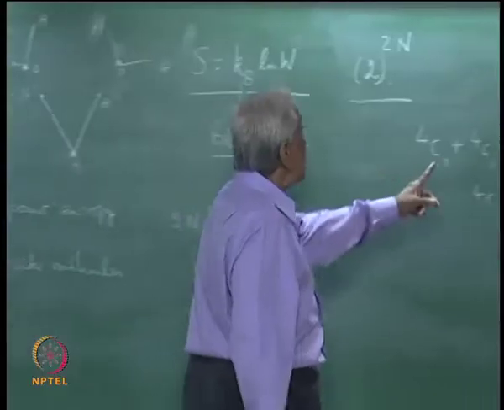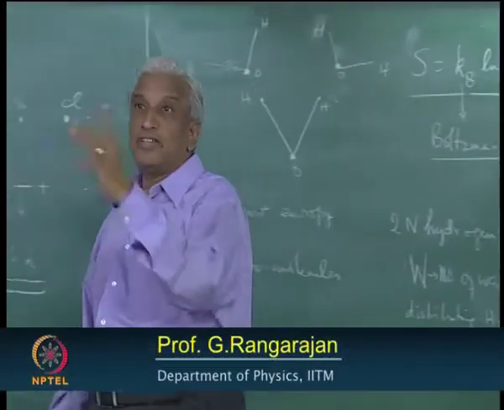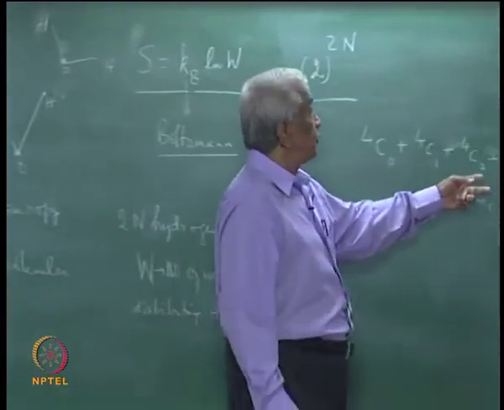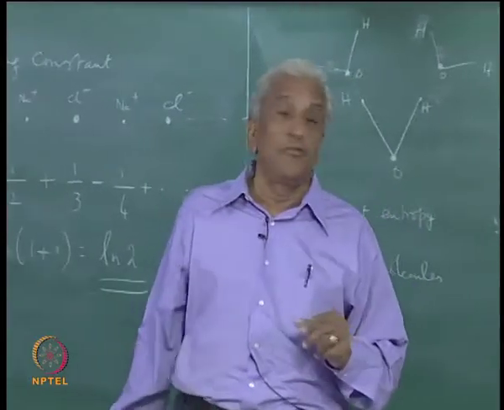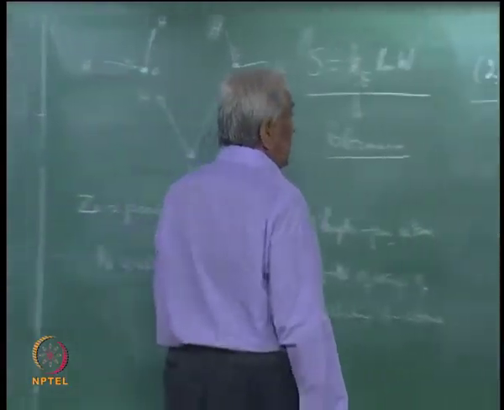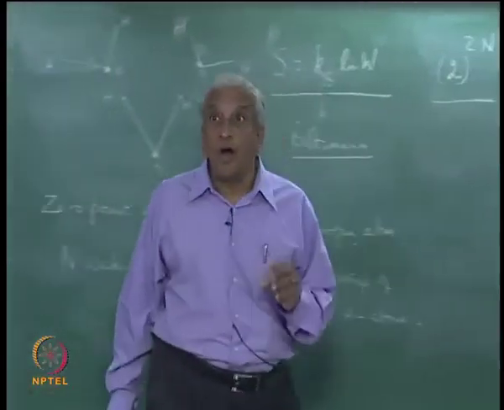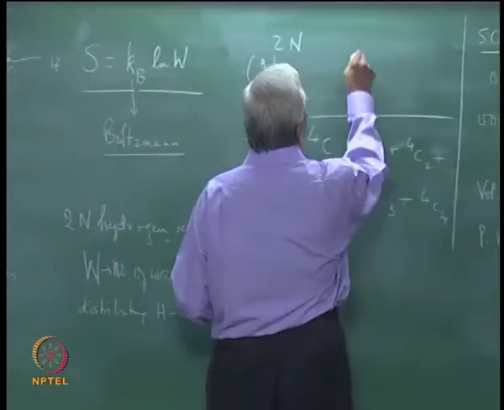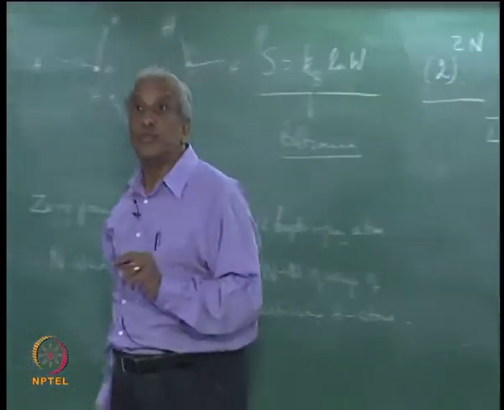I can put one hydrogen atom over these 4 bonds, that the number of ways is 4 C 1. This is 4 C 2, the number of ways of putting 2 hydrogen atoms among 4 bonds, 4 C 3 and 4 C 4. This is the total number of ways, of which we only get the possibility of distributing 2 hydrogen atoms over these. So, it is 4 C 2.